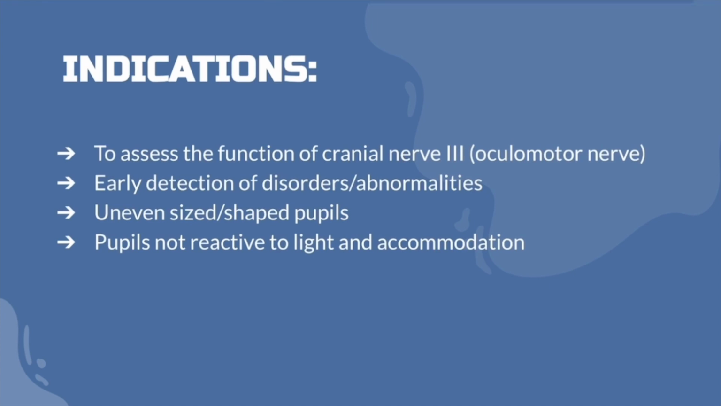Third is uneven sized or shaped pupils, and fourth is pupils not reactive to light and accommodation. Usually the pupils in each eye dilate or constrict at the same time. When they do not, the pupils may appear to be a different size or shape. This is called anisocoria.